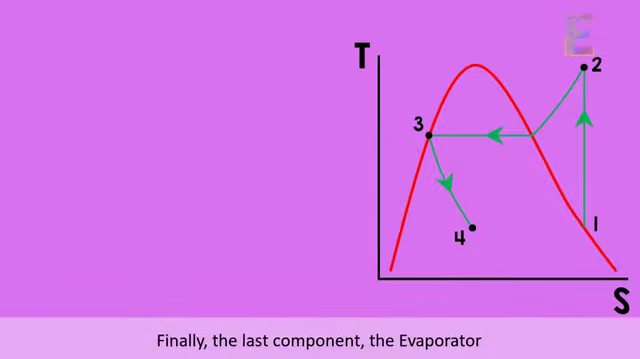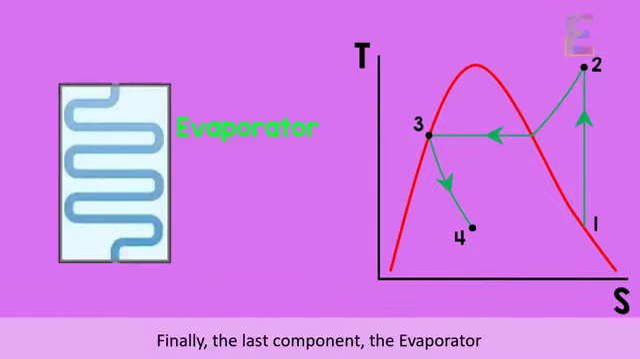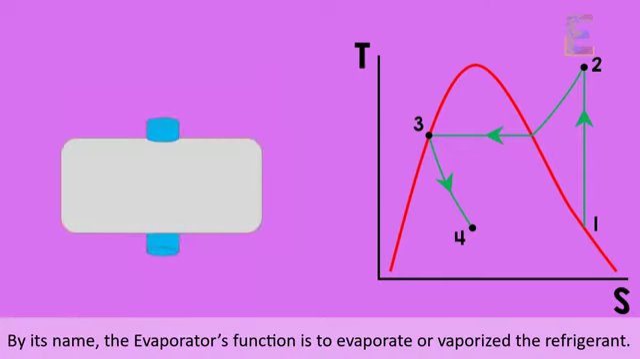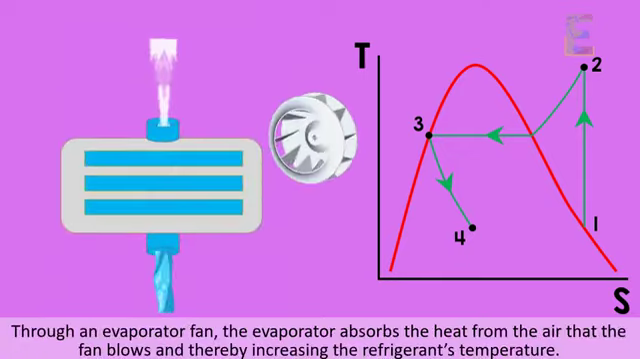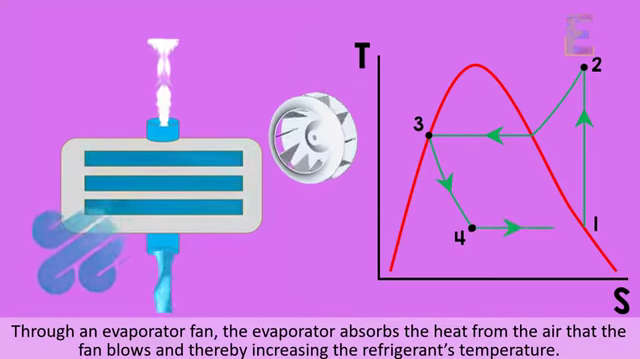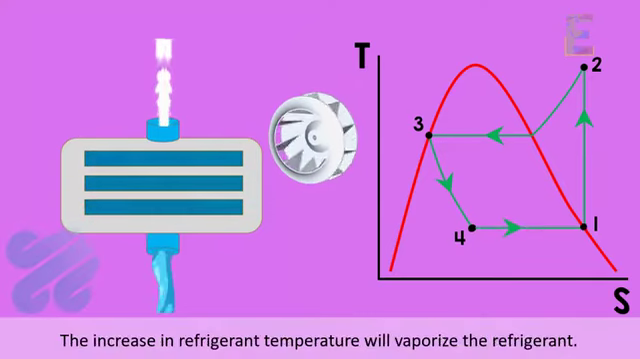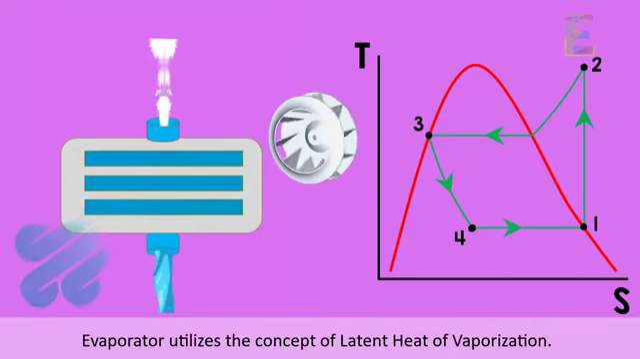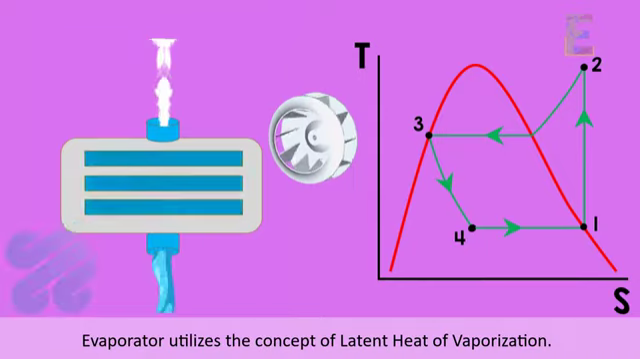Finally, the last component, the evaporator. By its name, the evaporator's function is to evaporate or vaporize the refrigerant. Through an evaporator fan, the evaporator absorbs the heat from the air that the fan blows, thereby increasing the refrigerant's temperature. The increase in refrigerant temperature will vaporize the refrigerant. The evaporator utilizes the concept of latent heat of vaporization.